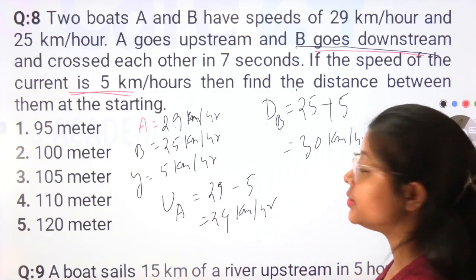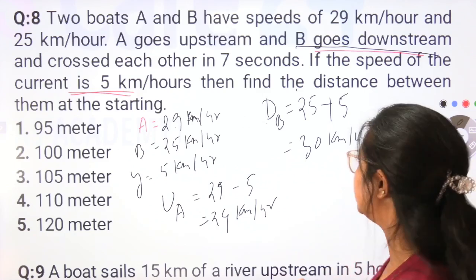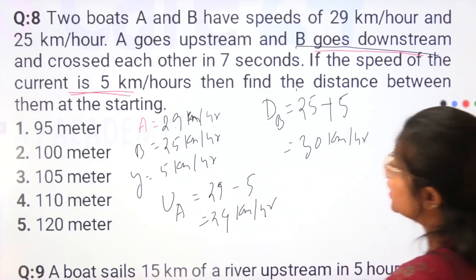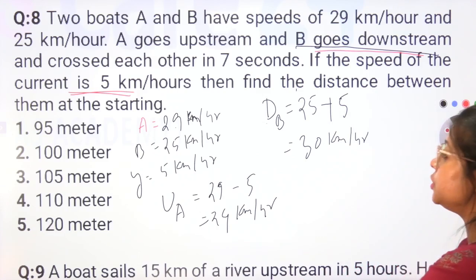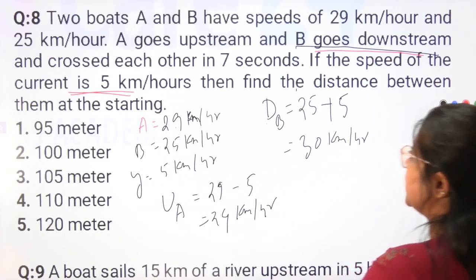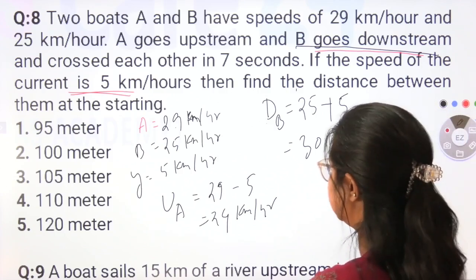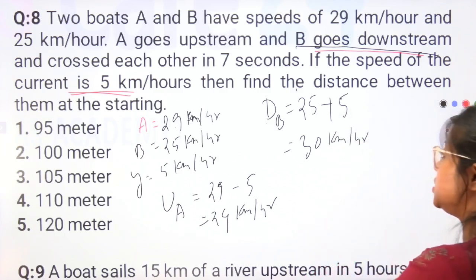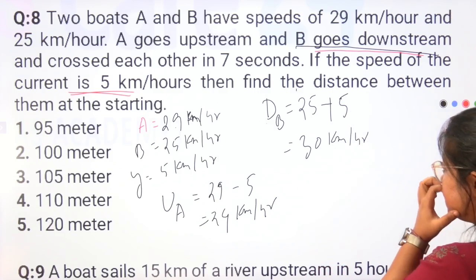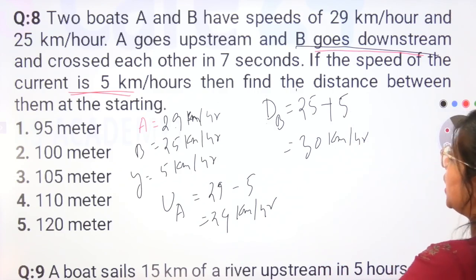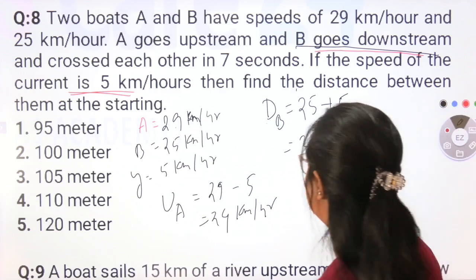And they cross each other in 7 seconds. If the speed of the current is this, find the distance between them at the starting. Okay, so I need to find the value of distance. They are crossing each other in 7 seconds. If this is so, then I need to convert this into meter per second, isn't it?